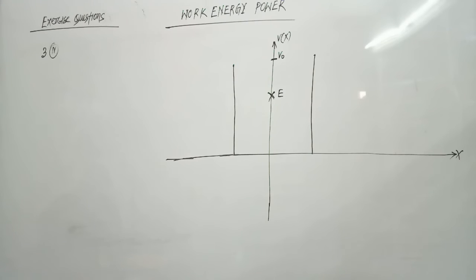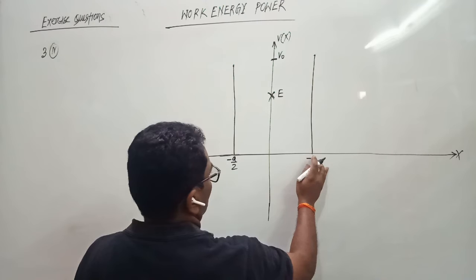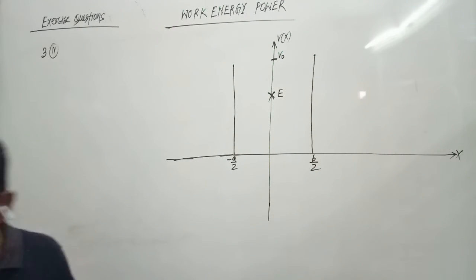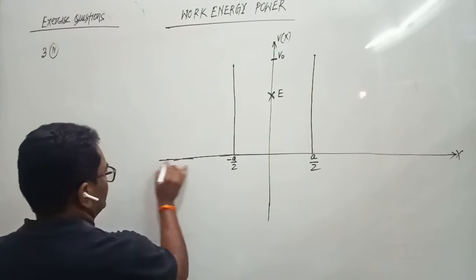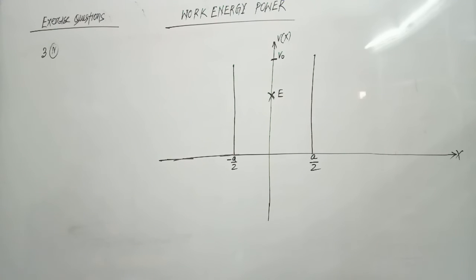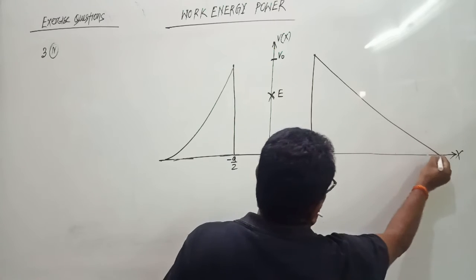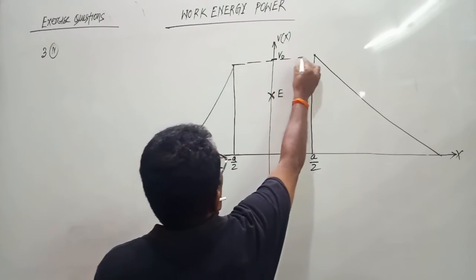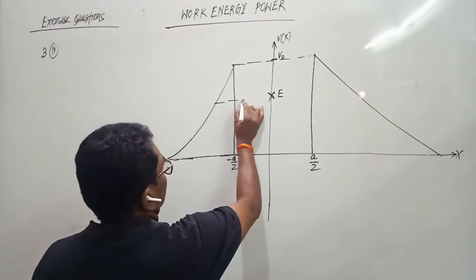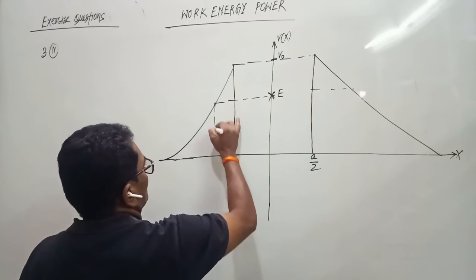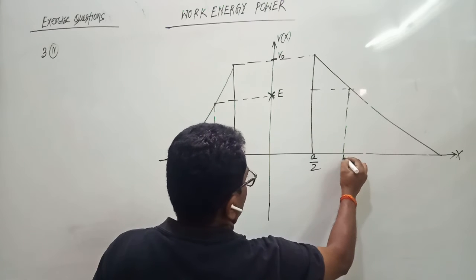The points are minus a by 2 and plus a by 2, and for the total energy, this is the minus b by 2 point and that is plus b by 2.